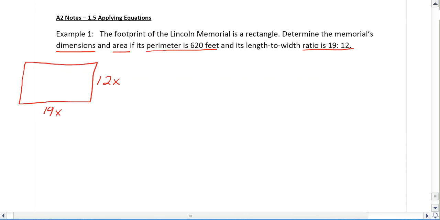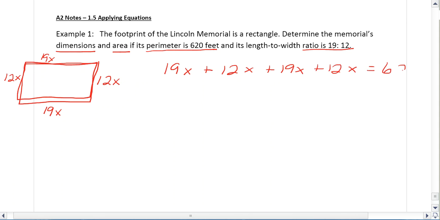Now we know that its perimeter is 620 feet. And if you recall, perimeter is adding all sides. So if you're that visual, and it's helpful to you to label all four sides so that you can see when I add up all the way around, that's the perimeter. So we want to add 19x plus 12x plus 19x plus 12x, and that would equal the perimeter of 620.